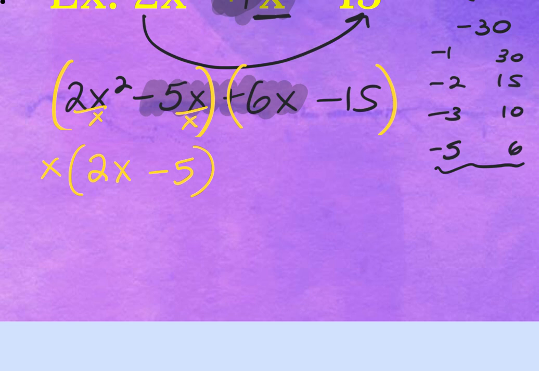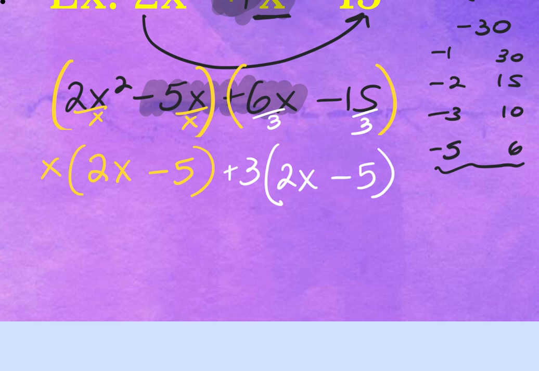Then I repeat that process for the next one. So what can I divide 6x and 15 by? Is that a negative 6 or a positive? It's a positive 6. 3. So I take out a positive 3. This is divided by 3. This is divided by 3. And I get 2x minus 5.